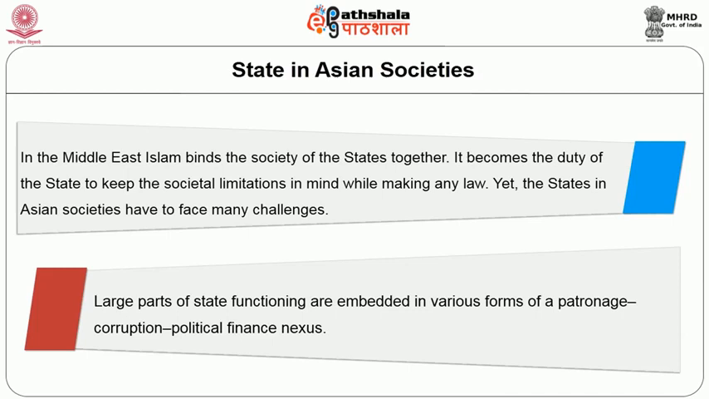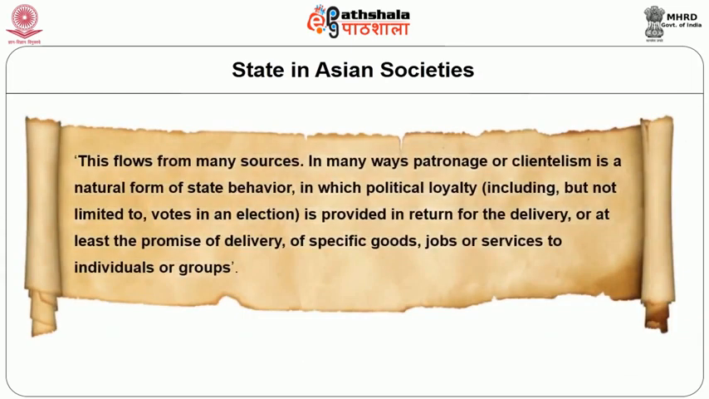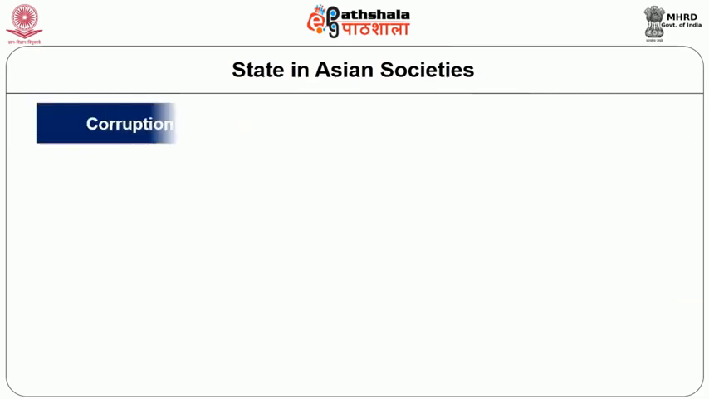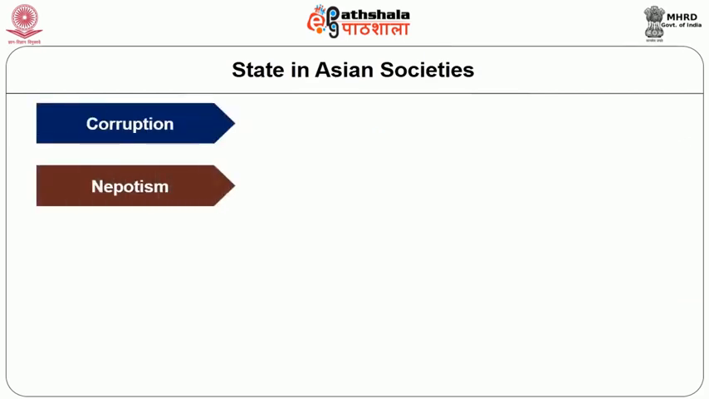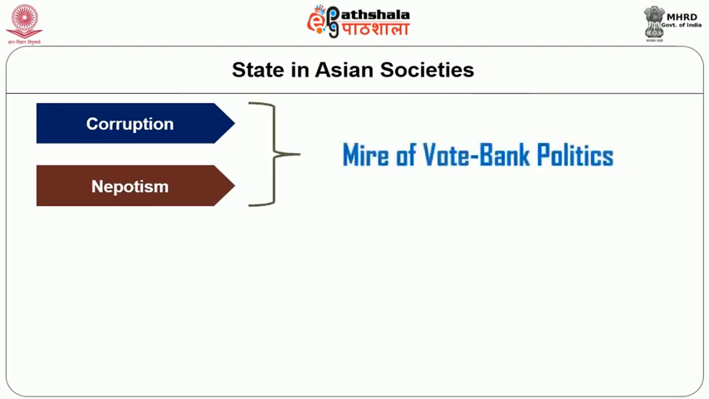Large parts of state functioning are embedded in various forms of patronage, corruption, and the political finance nexus. This flows from many sources. In many, patronage is a natural form of state behavior in which political loyalty is provided in return for the delivery, or at least the promise of delivery, of specific goods, jobs, or services to the individual or group. The state is caught in corruption, nepotism, and also in the mire of vote bank politics.